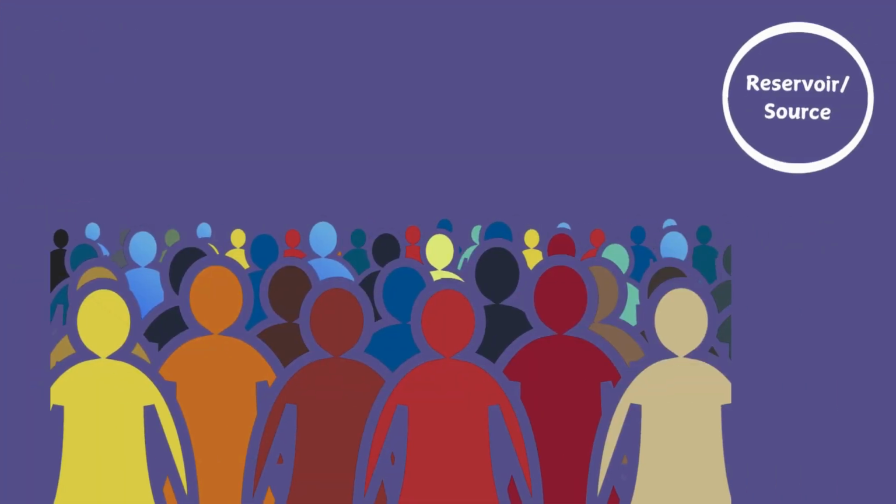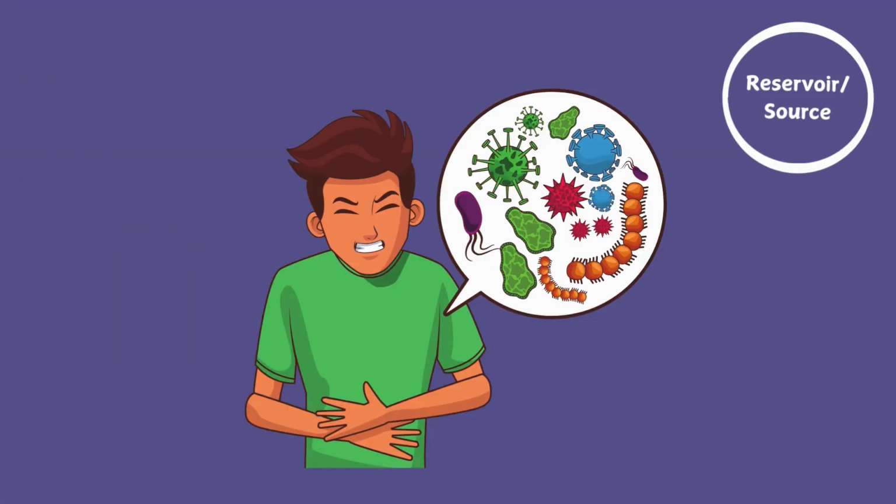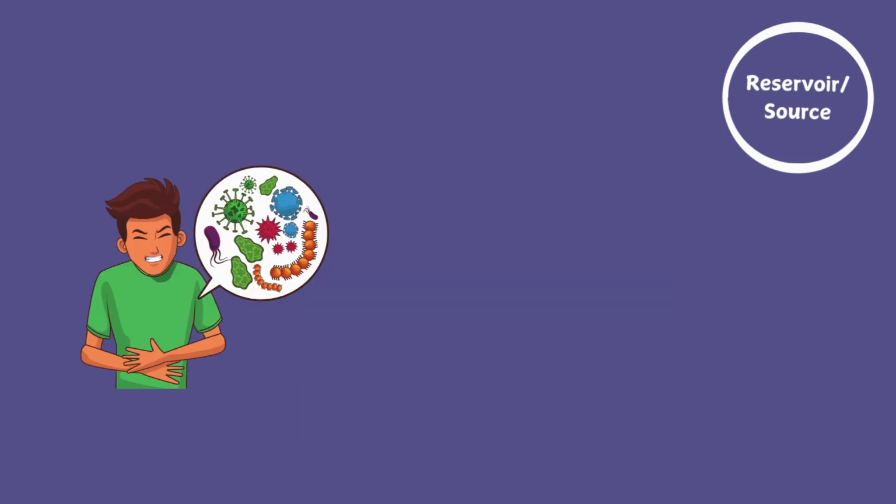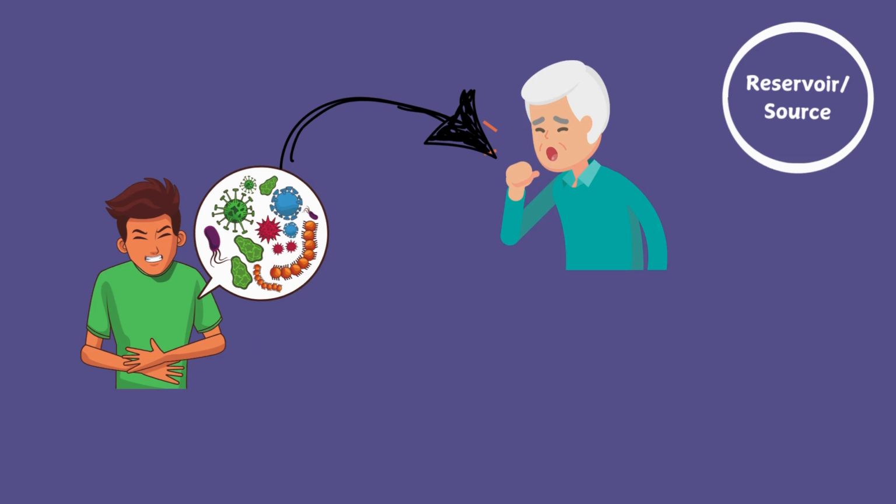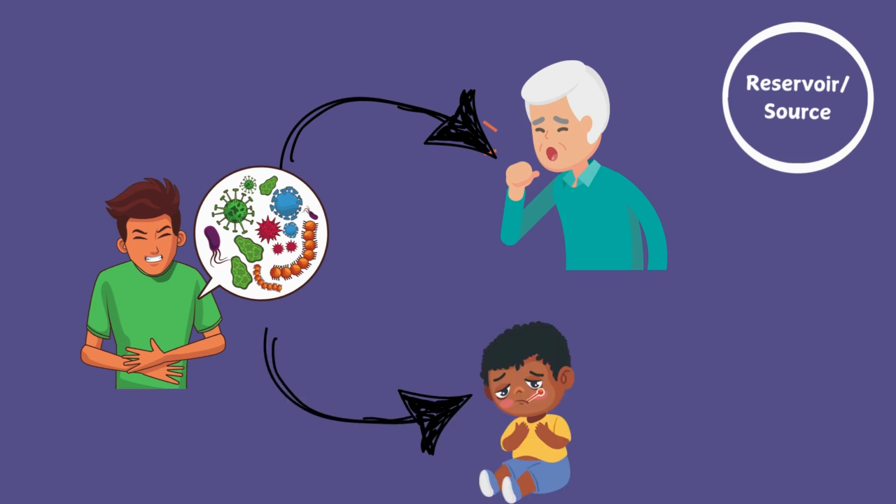One example of a reservoir, or source, is humans. When someone is sick, the microorganism uses their body as a host, taking advantage of their resources to survive and multiply. From there, the microorganism can spread to another person, continuing the cycle of infection.